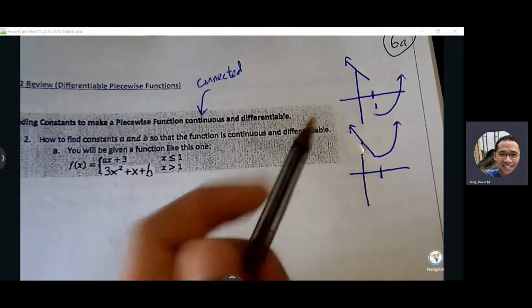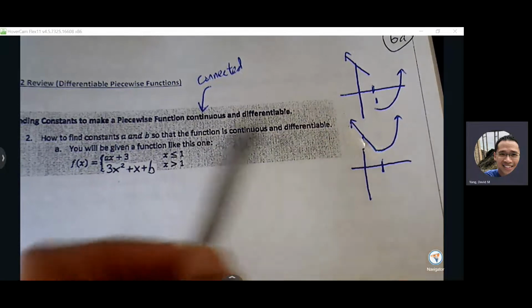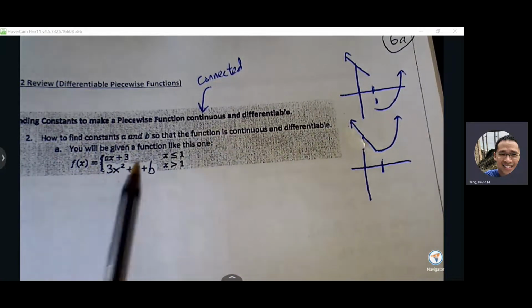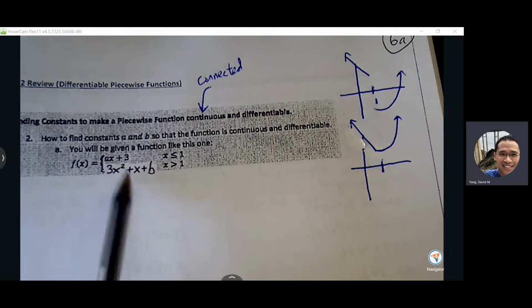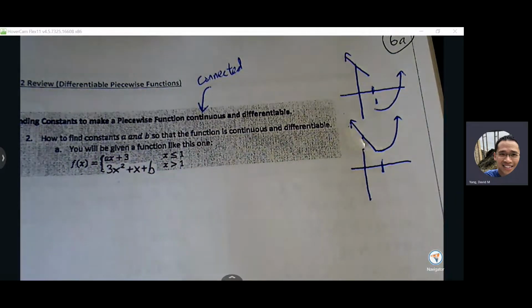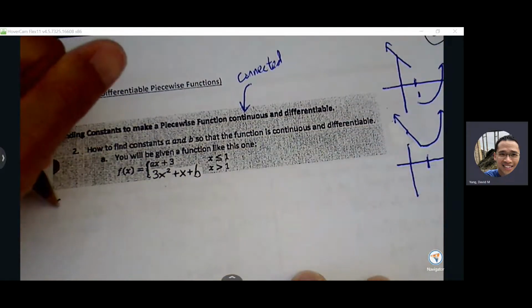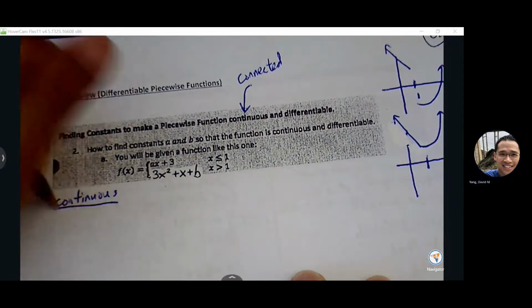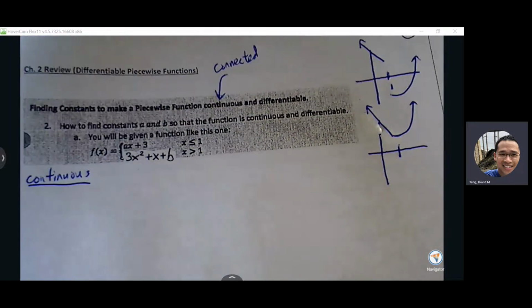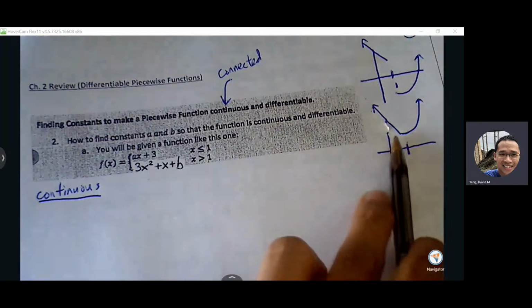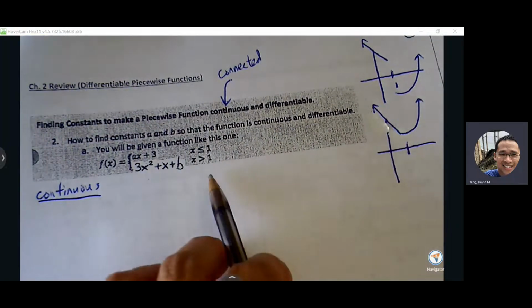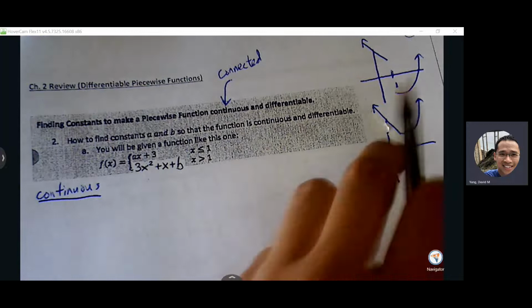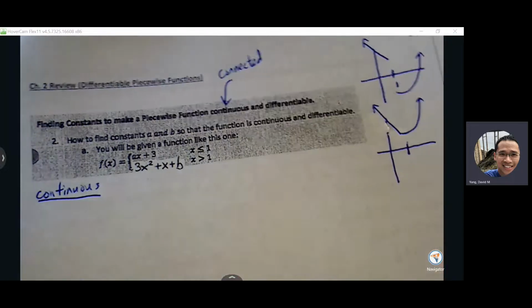If I want to force continuity, I would set the two equations equal to each other because I want the two equations to share the same y value. That is the continuous bit of it. I want to force continuity, so I want the functions to be connected. So I'm going to have to make them share the same y value at 1. Otherwise, I'm not going to be able to achieve continuity.